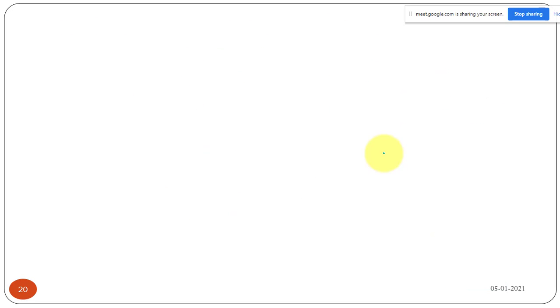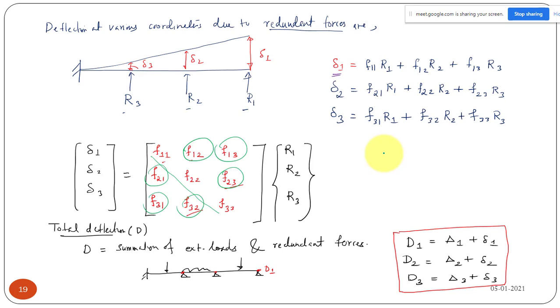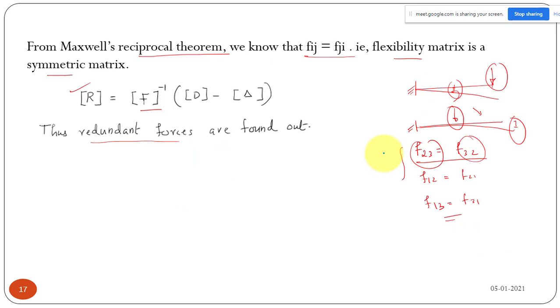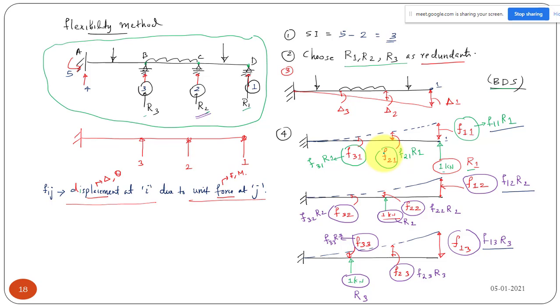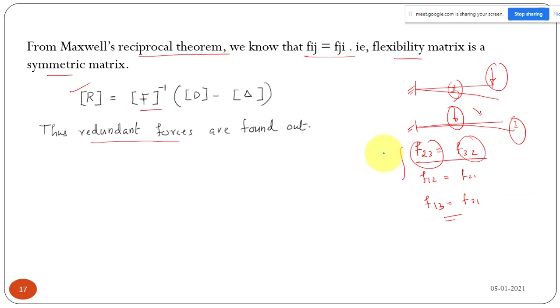Sometimes it is asked directly in the exam: flexibility matrix, it is a symmetric matrix, always. This is the procedure, this is how you have to develop a flexibility matrix for a given structure. So I can make use of the flexibility matrix to get the redundant forces.